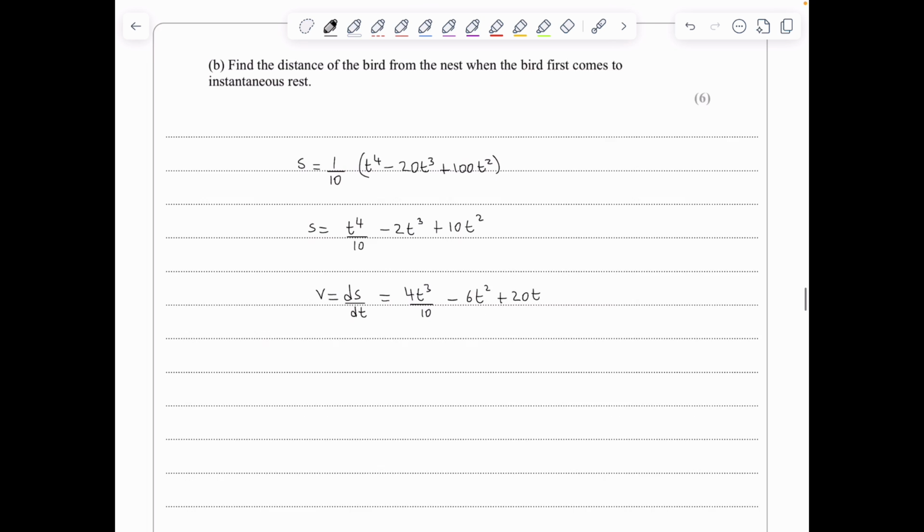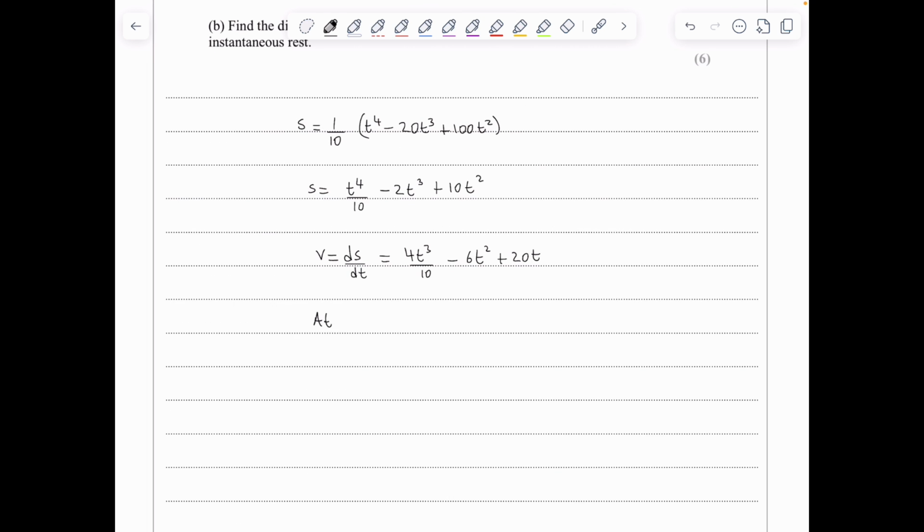We know that being at rest simply means that v is 0. So at rest means that v is 0. And therefore we're looking at 4t to the power of 3 over 10 minus 6t squared plus 20t is equal to 0. Now the 4 with the 10 simplifies to leave me with the 2 in the numerator and the 5 in the denominator. I will start by multiplying throughout by 5 to get rid of the denominators. This takes me to 2t cubed minus 30t squared plus 100t is equal to 0.